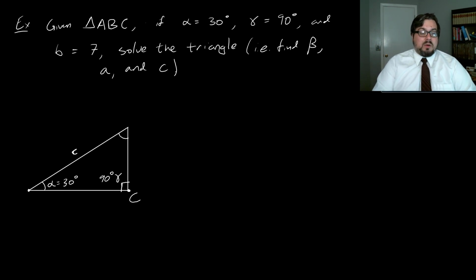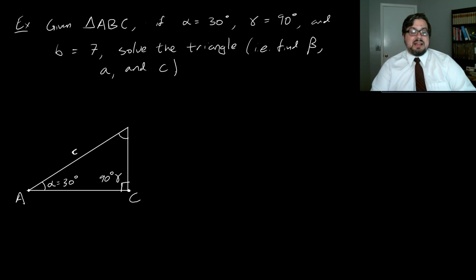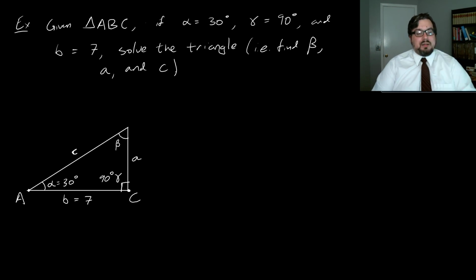And that means that the point next to that angle is point A, and the side opposite that angle has length little a. Now, the remaining angle is beta. We don't know the value of that yet, and its opposite side is going to have length b, but we are told its length. We're told that the length of b is 7. So here's our triangle, and we want to figure out what beta, A, and C are.